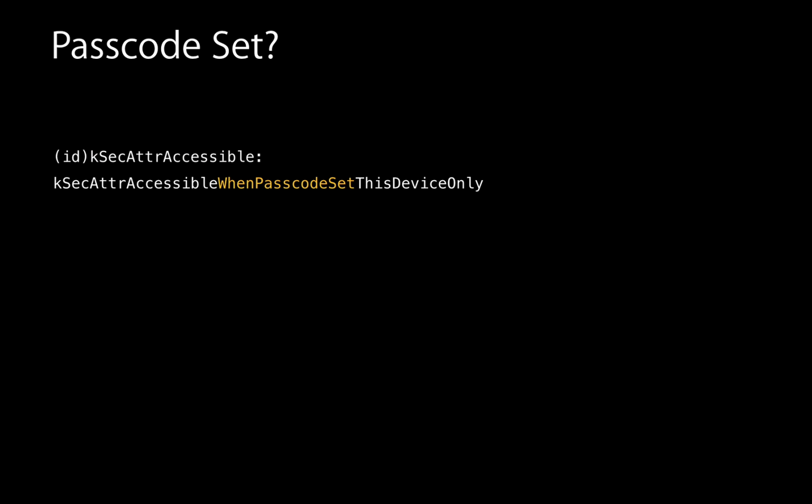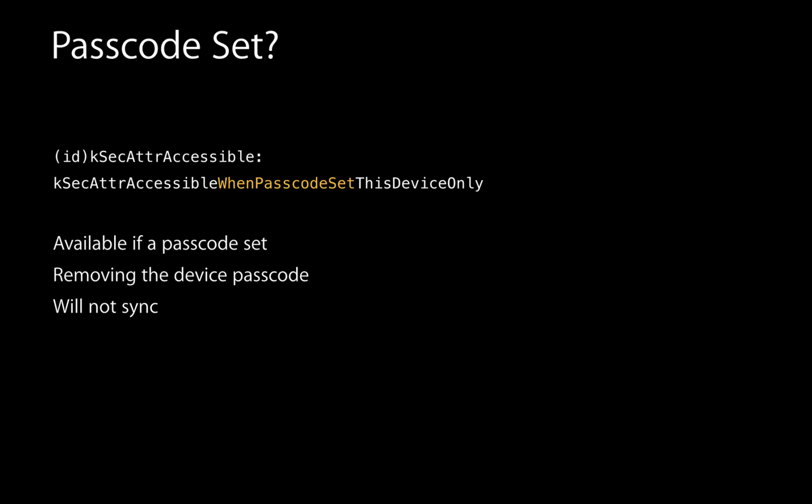Now, this new data protection class also has a few drawbacks. It will not sync to other devices when you have iCloud syncing turned on, or iCloud Keychain enabled. And also, it will not go into encrypted backups. So we highly recommend that you stick with our default, when unlocked, and only switch to when passcode set if your application truly requires this type of security guarantee.